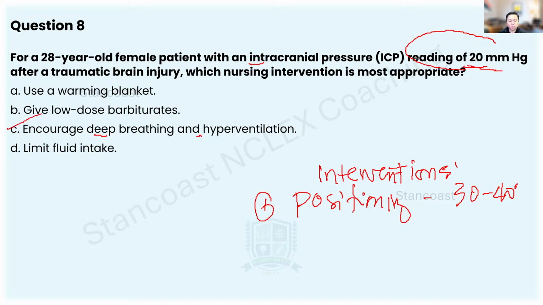Why? When they are doing the deep breathing and hyperventilation, this can actually reduce the intracranial pressure. It will reduce that by the process of what? Do you know why the hyperventilation can reduce the ICP? Do you remember about the role of the CO2 and O2 in causing the vasodilation? Do you remember the rationale?